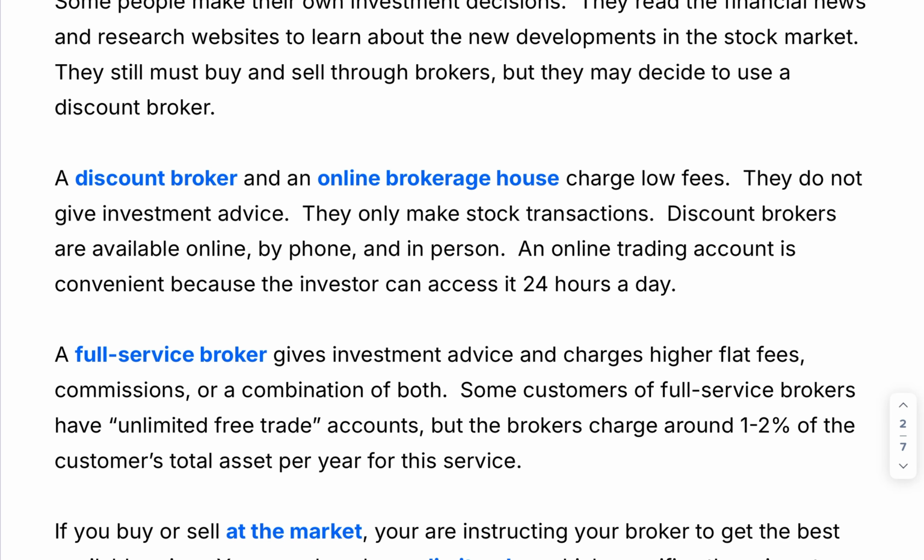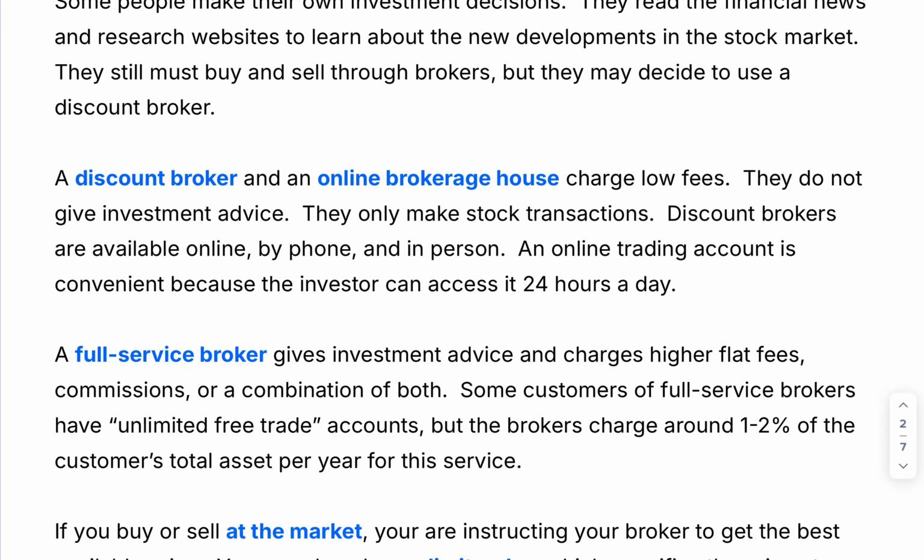Discount brokers are available online, which a lot of people take advantage of. They're also available by phone. So you may have seen movies in the past where an investor will call their broker and say, "Hey, sell all of my shares by the end of the day," something like that. Or they can do it in person as well. An online trading account is most convenient because investors can access it 24 hours a day. So you can make requests to buy or sell stocks all day long, anytime during the day or even at night, and a stockbroker on the other end will execute those transactions.